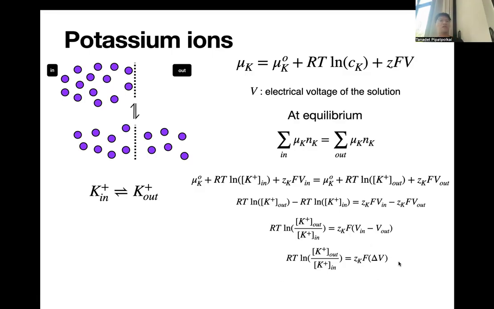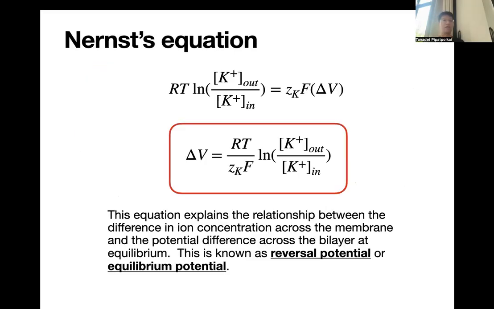Now, I want to understand the relationship between this delta V, which is the reversal potential across the membrane. What that is telling me is that if I have this distribution of ion across the membrane, what will be my reversal potential? If I leave the system to be in equilibrium, I have these different ion concentrations. What will be my potential difference across the membrane? And we can calculate that.